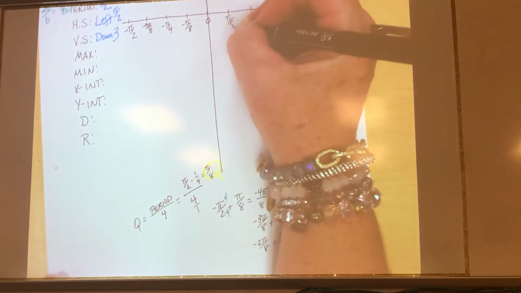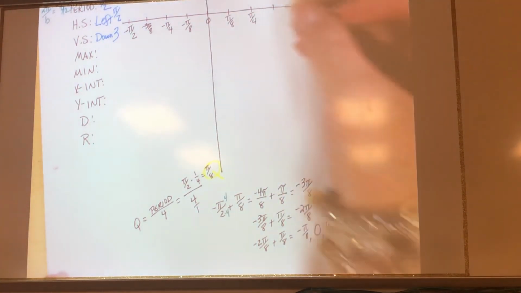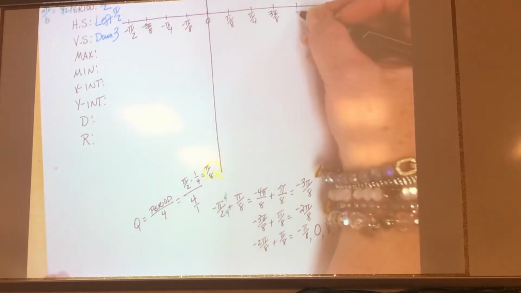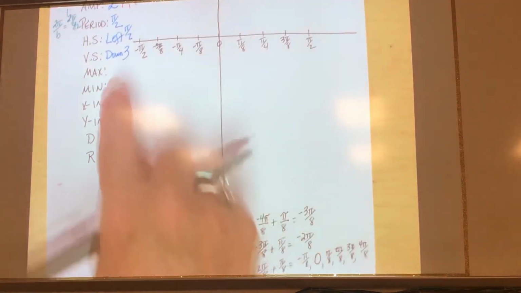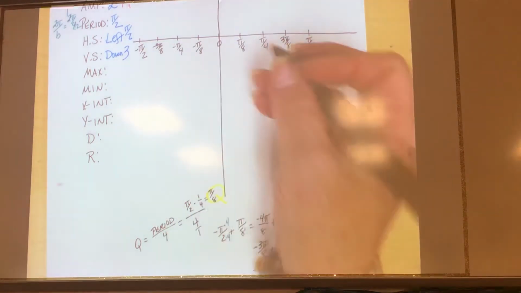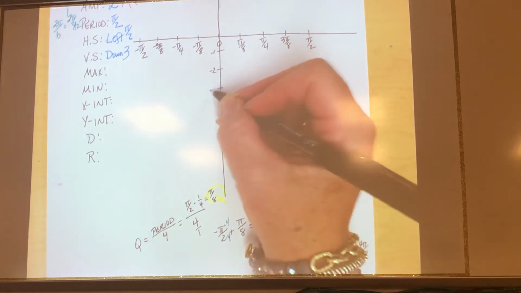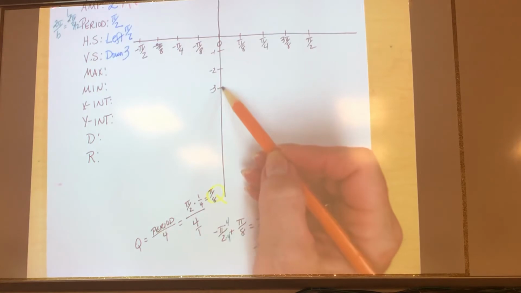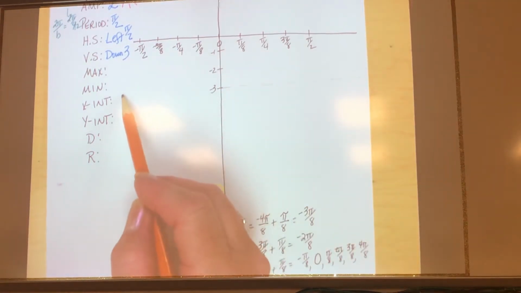Okay, so the next one's gonna be pi over 8. The next one's gonna be 2 pi over 8, which is pi over 4. The next one's 3 pi over 8. And the next one's 4 pi over 8, which is pi over 2. The next thing I'm gonna do is my vertical shift. It goes down 3. So -1, -2, -3. What am I gonna do right here? I'm gonna put my little lightly dotted imaginary line. This is the new middle.